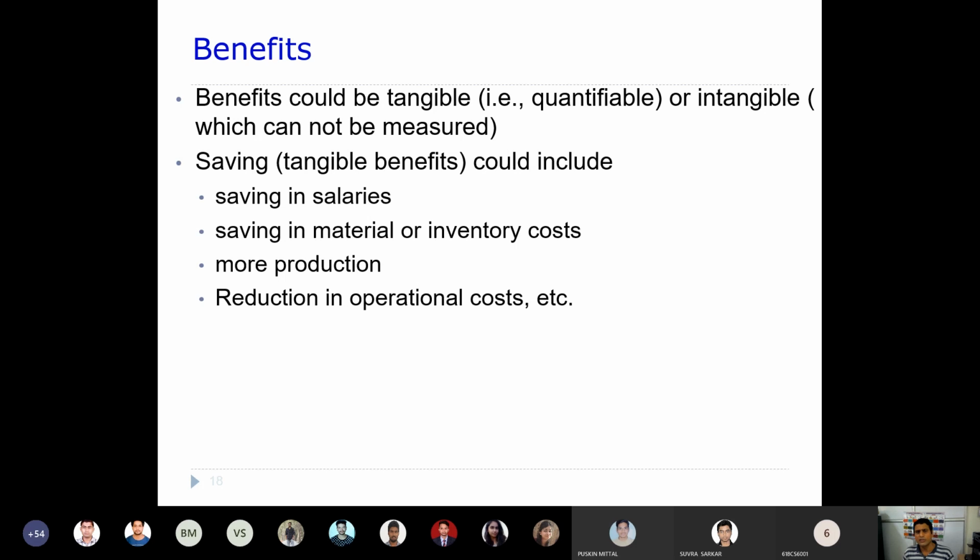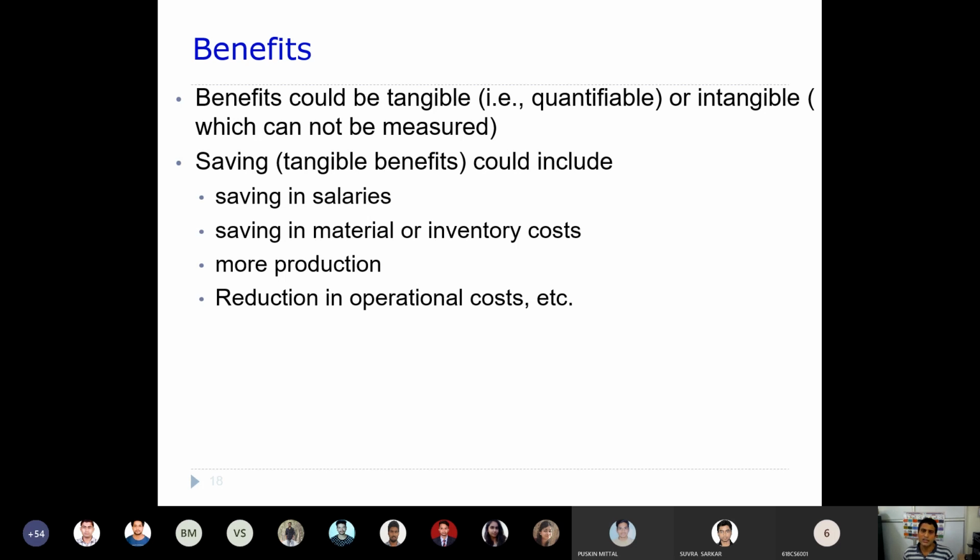And then what about the benefits? The benefits could be tangible, I mean, some benefits are quantifiable, and some are intangible. That means some benefits cannot be measured. We will see about this. So here is an example of a tangible benefit.